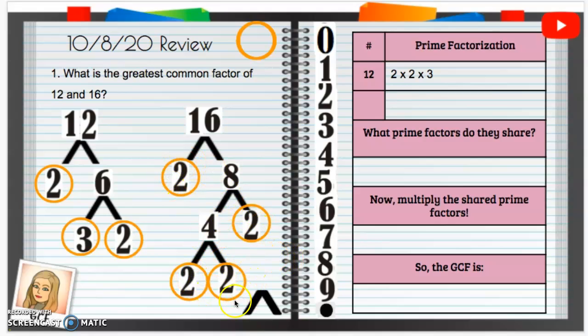So, is there anything else to break down? Nope. All right, so our prime factorization of 16, how many 2's? We have 2, we have another 2, we have another 2, and another 2. And remember, we're multiplying those.